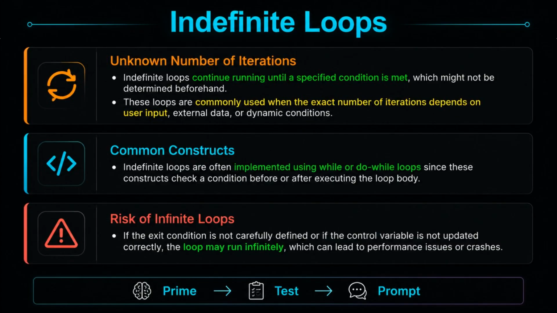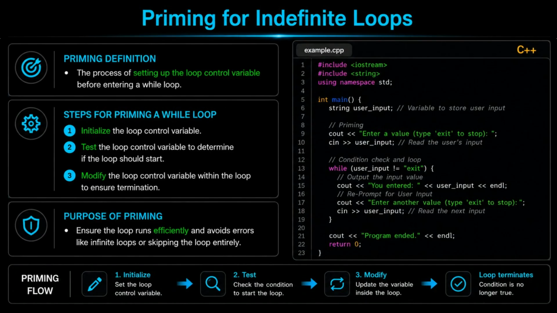The real risk: if the exit condition isn't carefully defined, or the control variable never updates correctly, the loop can run forever, causing serious performance issues or crashes. Priming is the process of setting up the loop control variable before a while loop ever begins. Initialize it, test it to see if the loop should even start, then modify it inside the loop to guarantee it eventually terminates. The purpose: making sure the loop runs efficiently and avoids 2 classic mistakes, running infinitely or never running at all because the initial test already fails.